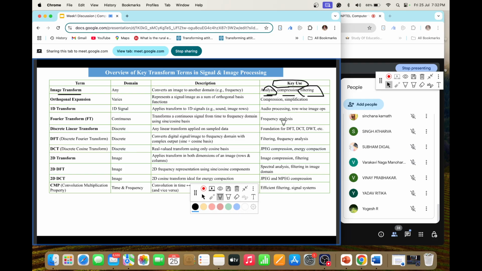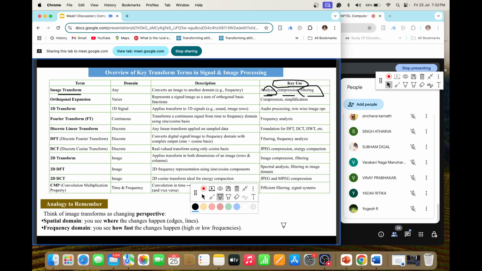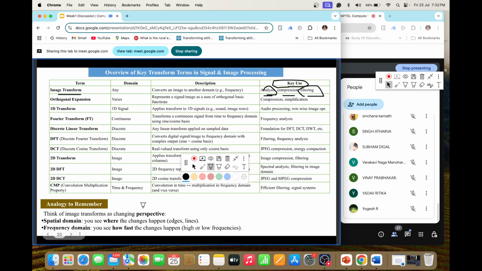Similarly, you can read all of this. So this is the thing that I have written, that analogy to remember. Think of image transform as changing the perspective. In the spatial domain, you see where the changes happen, like edges, lines, etc. In the frequency domain, you see how fast the changes happen. So this thing you should always remember.